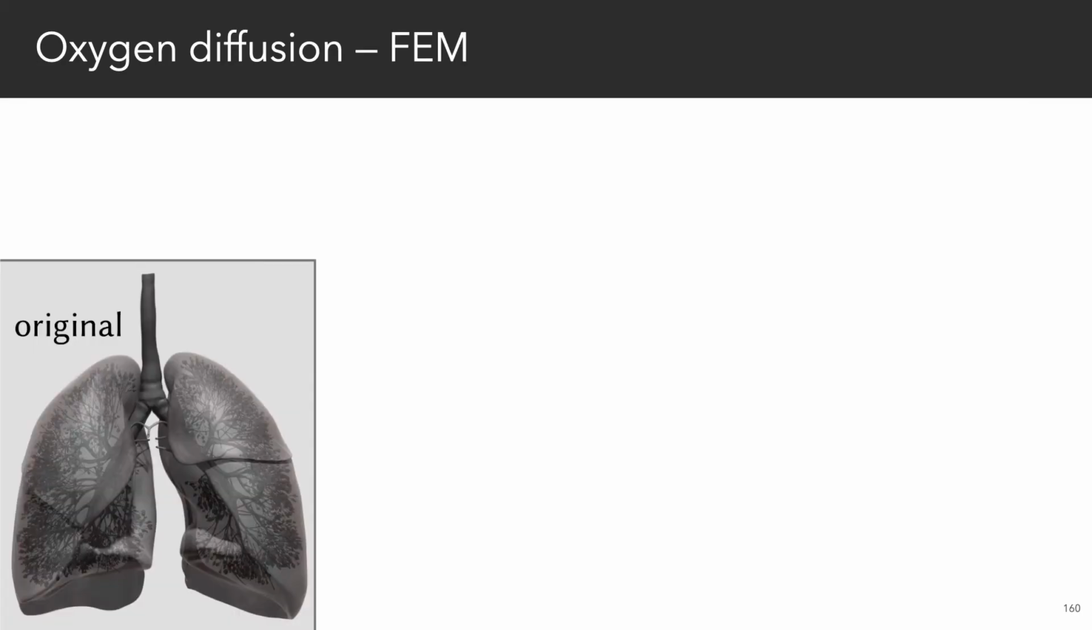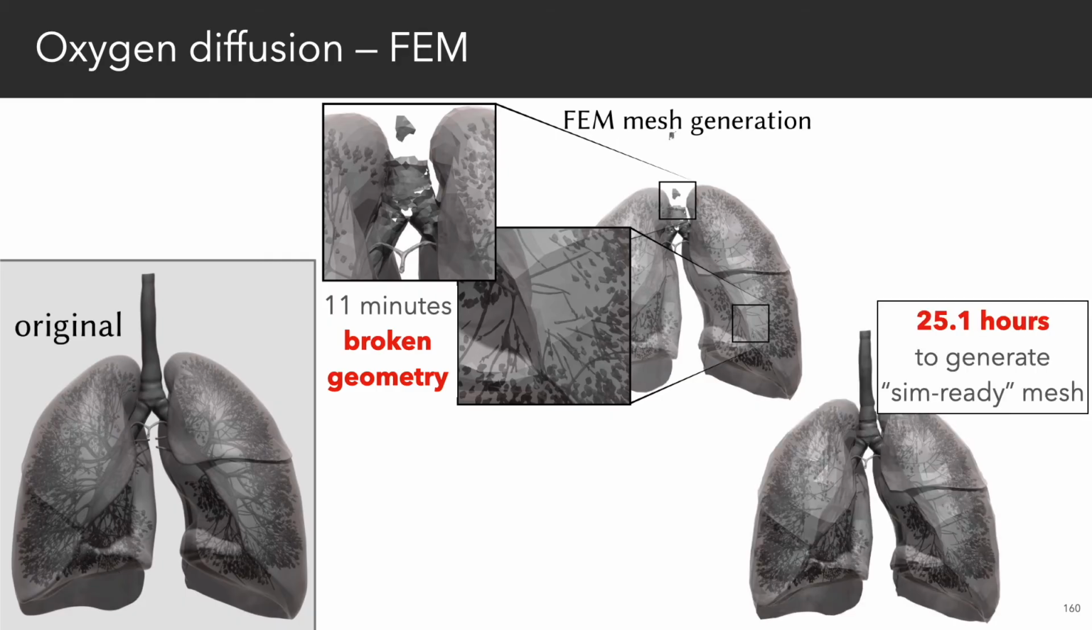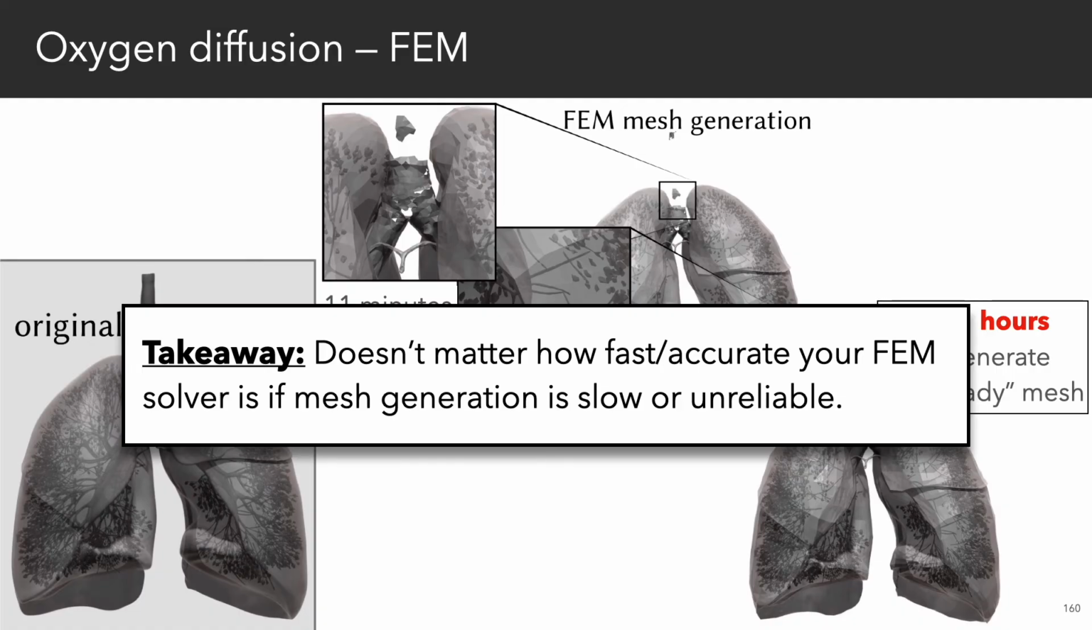If we try to generate a tetrahedral mesh for FEM, then state-of-the-art meshing tools either end up throwing away important geometric detail within a limited time budget, like the trachea leading up into the lungs, or they require more than 24 hours to get the geometry right. So the point here is that it doesn't really matter how fast or accurate your FEM solver is if mesh generation is itself slow or unreliable.